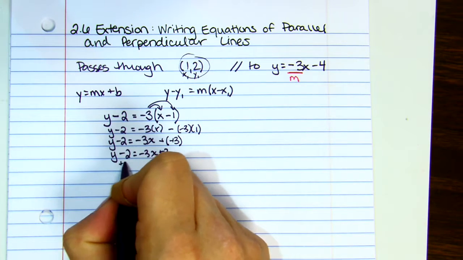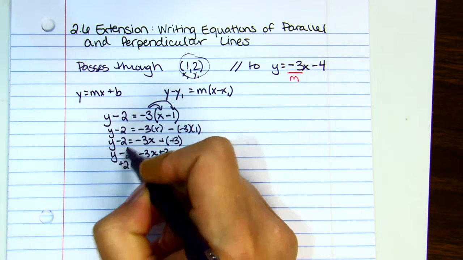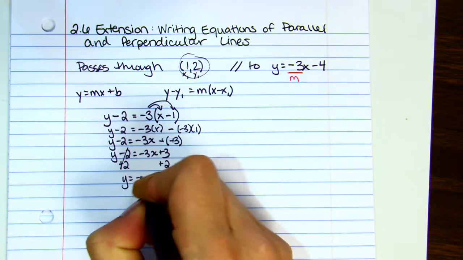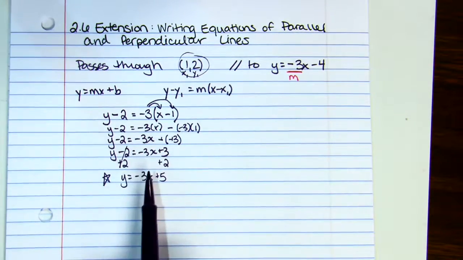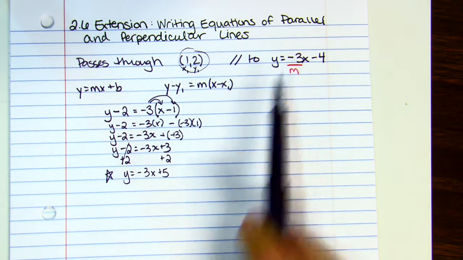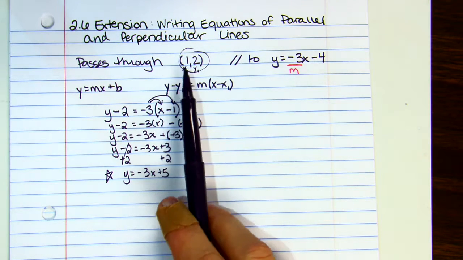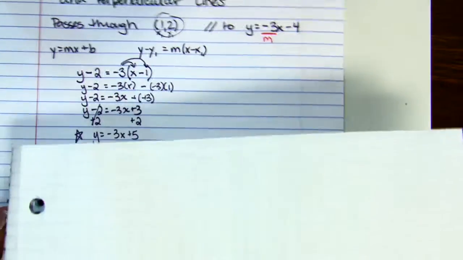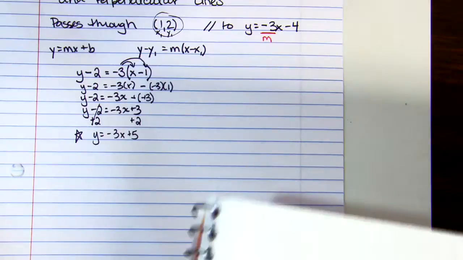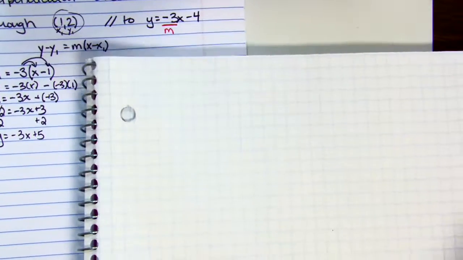Then I'm going to add 2 to each side to get the y by itself, so y equals negative 3x plus 5. And that's going to be my equation that is parallel to y equals negative 3x minus 4 and also passes through the point (1, 2). And if I wanted to, I could graph that, and we could just see if that's true or not. Let me find some graph paper. So real quick, let's graph these and see if we accomplished our goal.